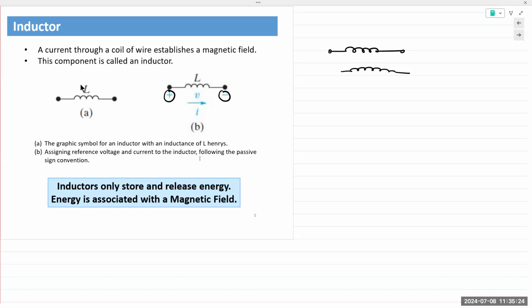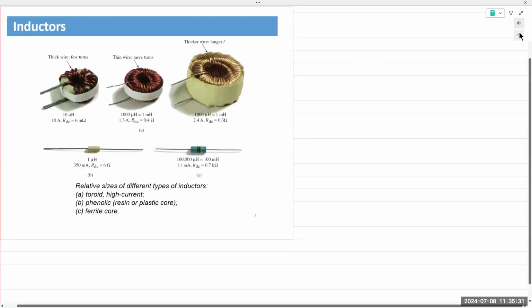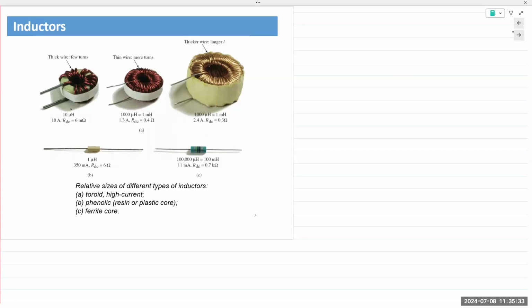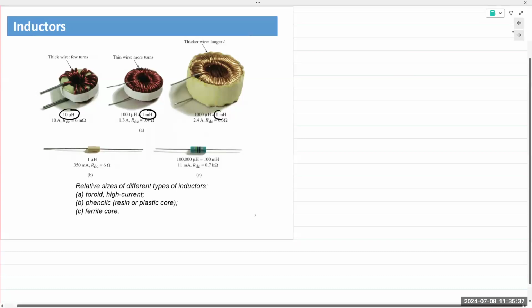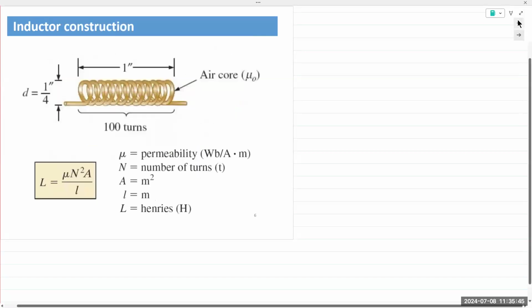In real life, inductors are not 1 Henry. 1 Henry is huge. Real life inductors are very, very small in size and value, typically in the order of millihenries or microhenries. So typical inductors are very, very small.